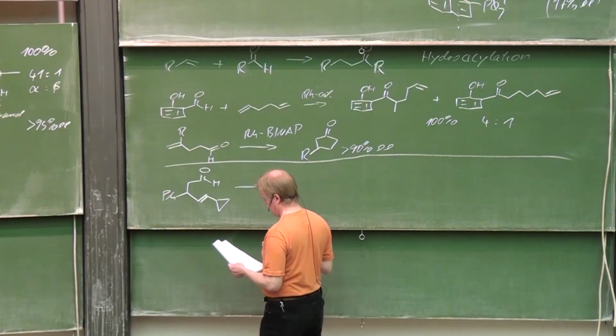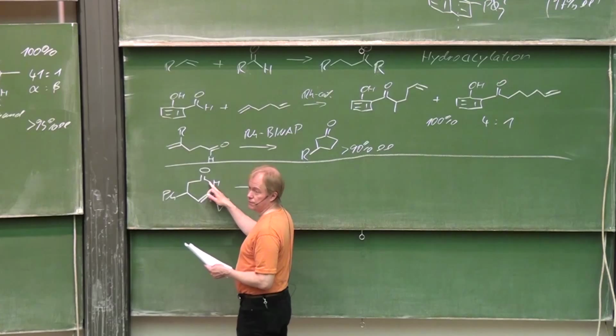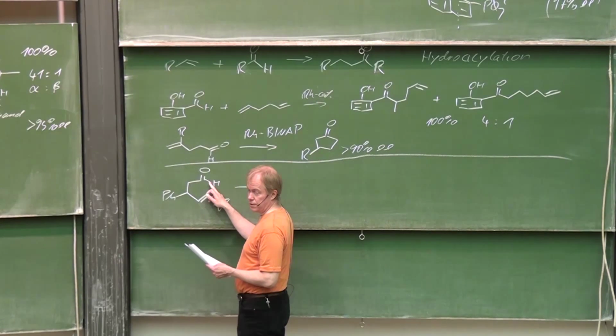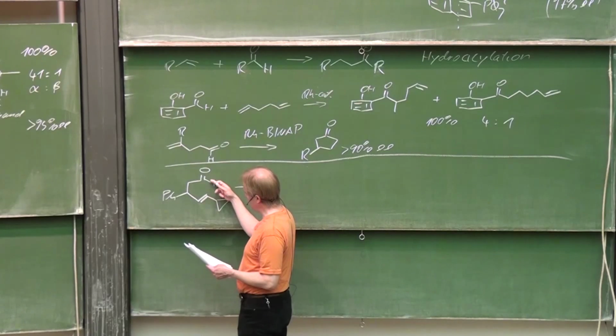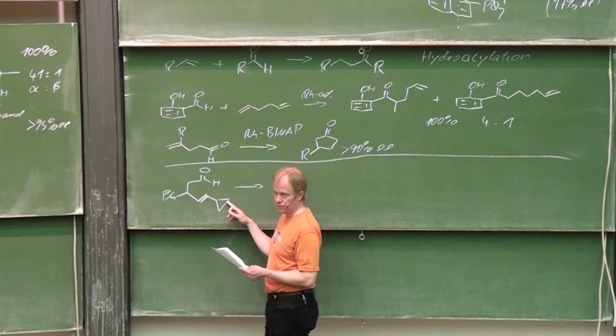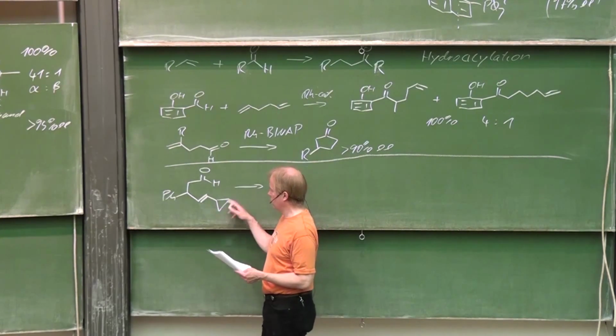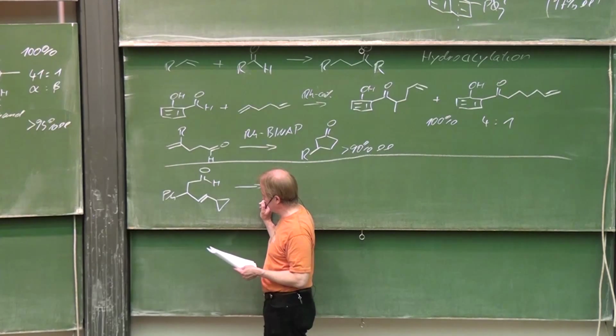With this example, oxidative addition reaction of the rhodium catalyst to that CH bond and then reacting with that olefin and having the cyclopropane moiety here, which can easily open up, reducing the ring strain then.